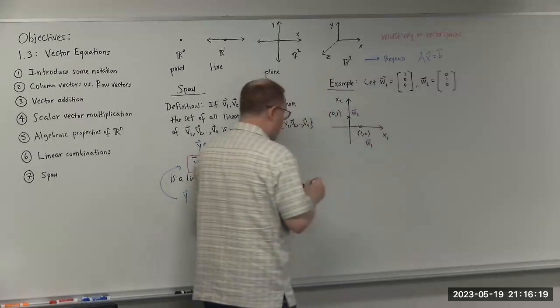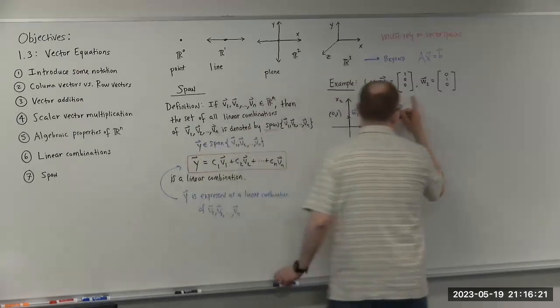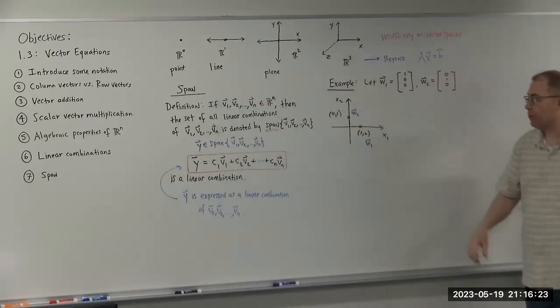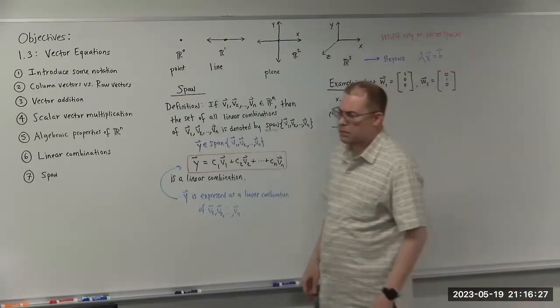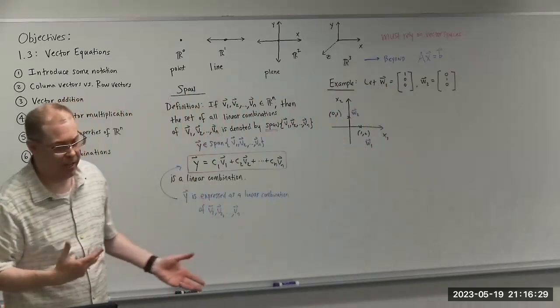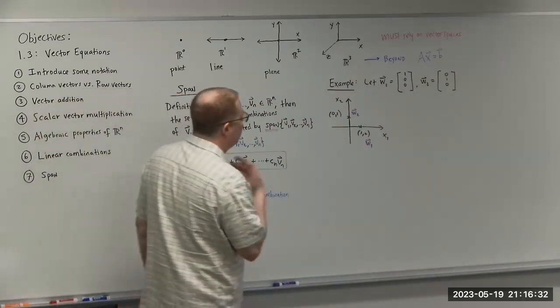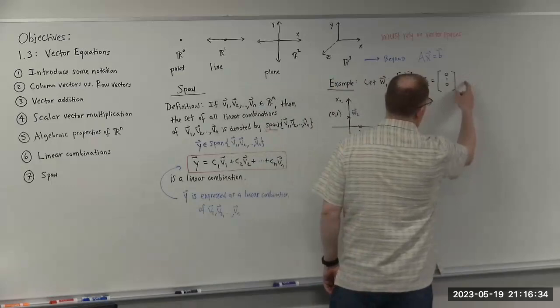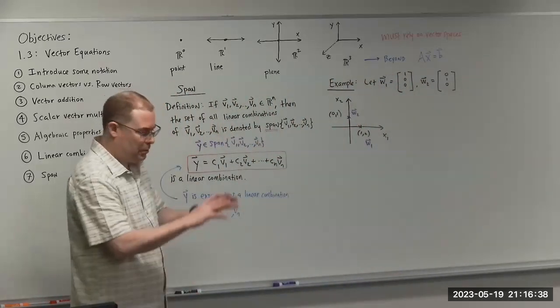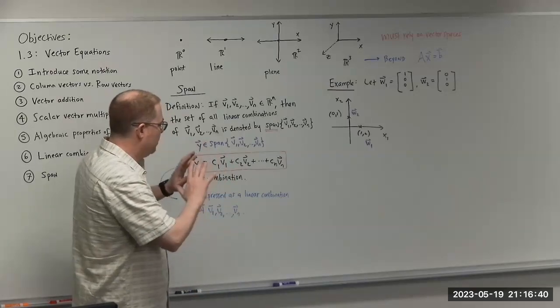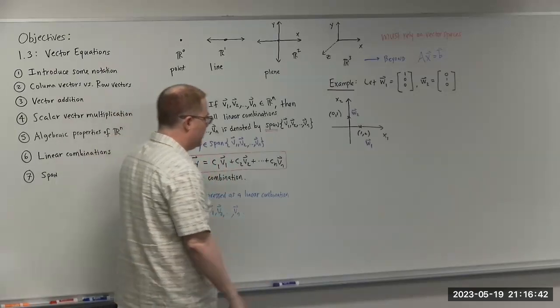You might have seen these kinds of vectors before in Calc 3. These are what's called the standard basis vectors. Sometimes they're expressed as i and j, and then k, where k would be 0, 0, 1. But right now we're just looking at these vectors in a plane.